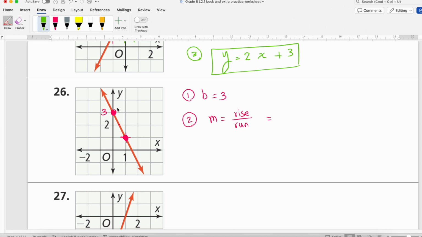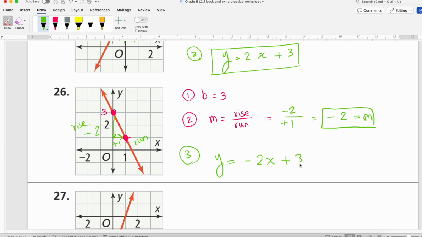So what's my rise? I will rise down 1, 2. So 2 negative is my rise, and my run is 1 positive, 1 to the right. So my rise is 2 negative, my run is 1 positive. It's going to give me negative 2. That's m. Now lastly is the equation. Y equals mx plus b, which is 3. That's it.